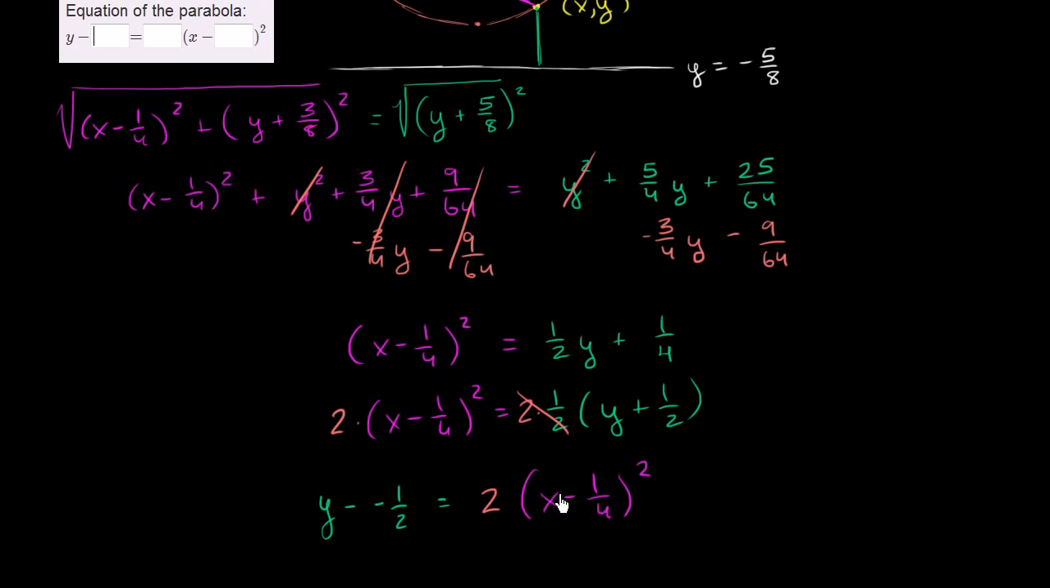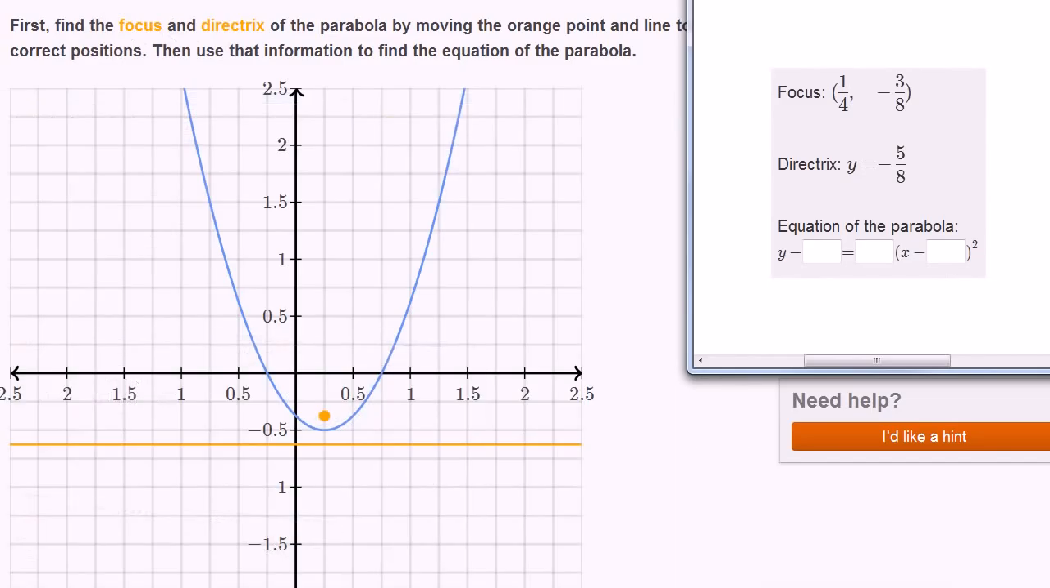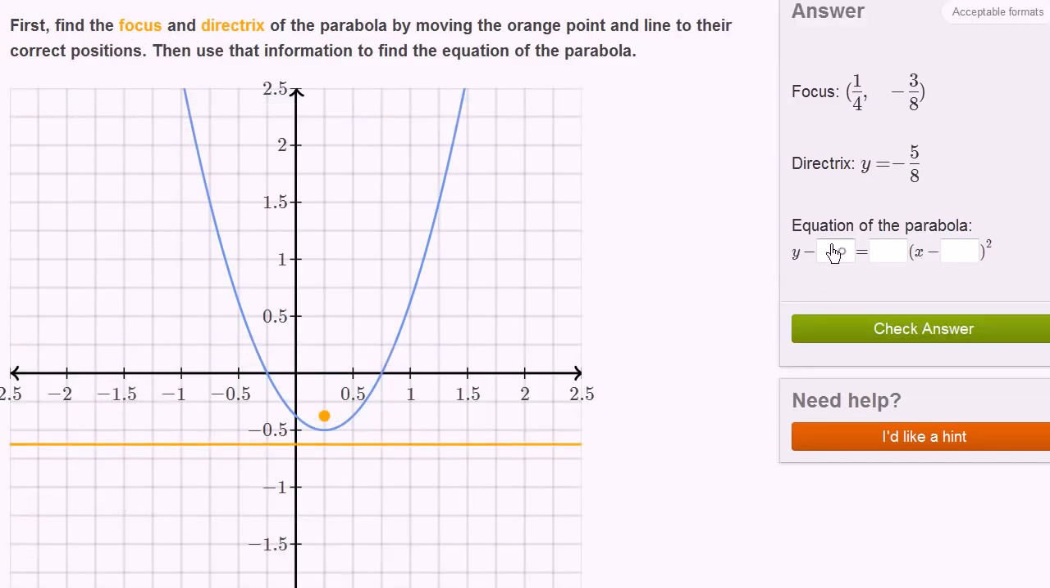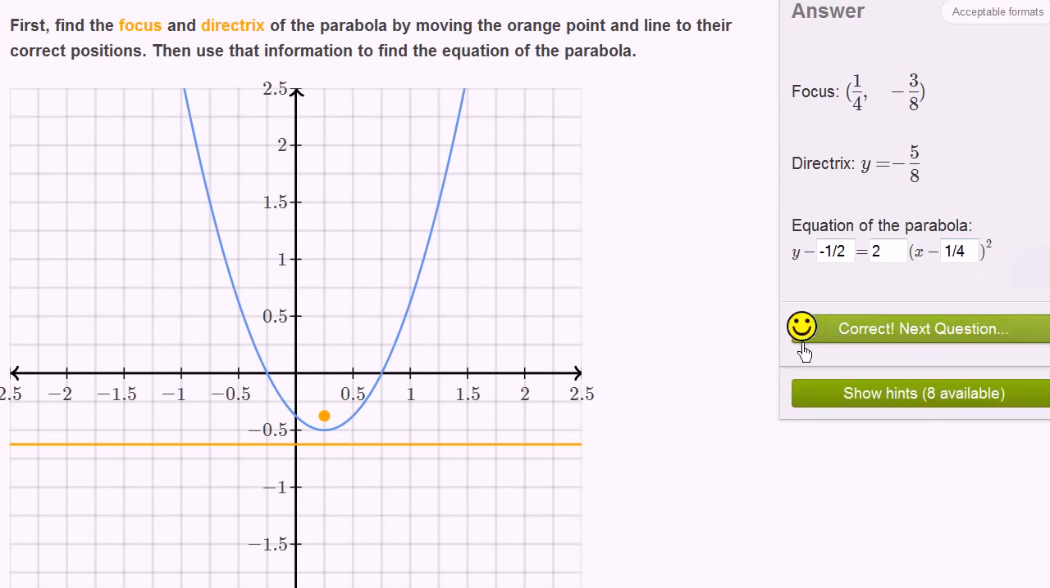So let me see if we got that actually right. It's negative 1/2 here, positive 2, and then 1/4. So we have negative 1/2, positive 2, and then 1/4. Let's see if we got it right. And we did.